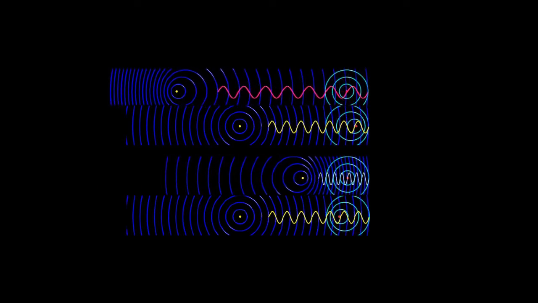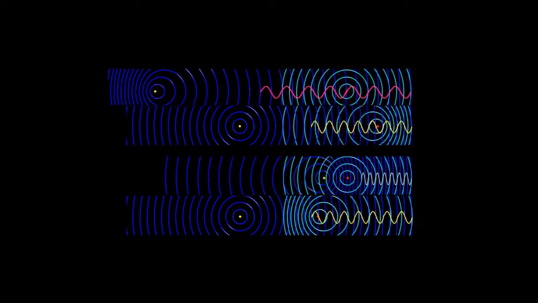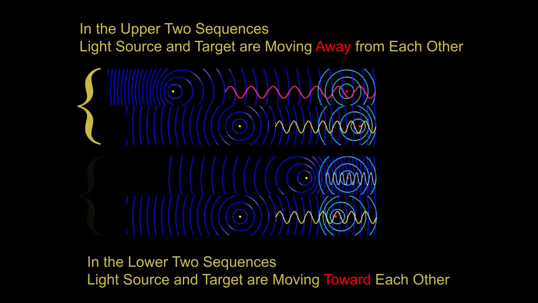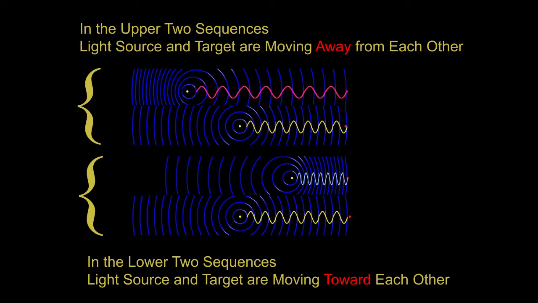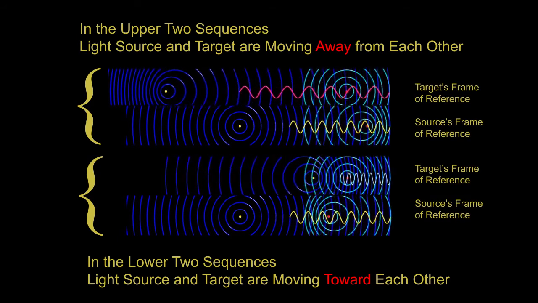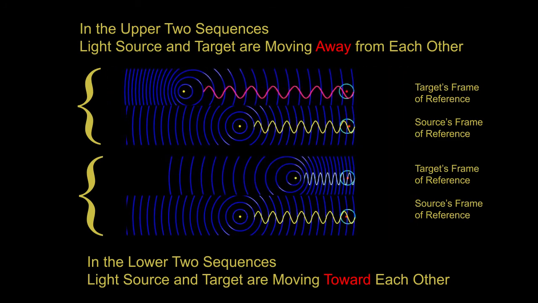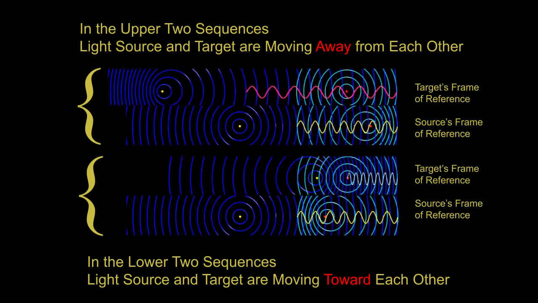Here we have four sequences in which a 7-cycle waveform moves from a light source on the left to a target on the right. In the upper two sequences, the light source and the target are moving away from one another. In the lower two sequences, the light source and the target are moving toward one another. The upper of each pair of sequences is viewed from the target's frame of reference, and the lower in each pair is from the light source's frame of reference.